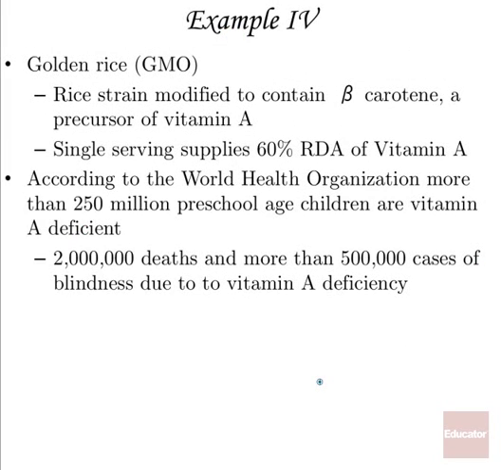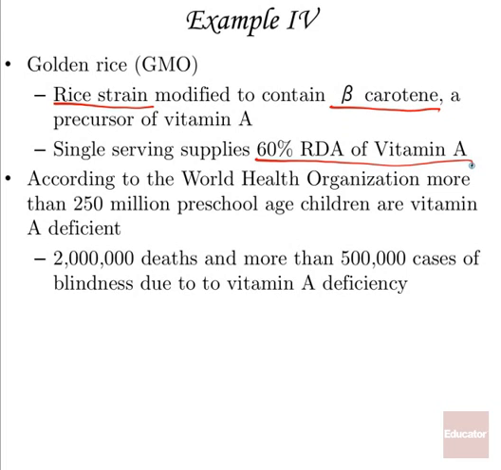Okay, but on the good side, golden rice, a genetically modified organism. This is a rice strain that was modified to contain beta-carotene. Beta-carotene is a precursor of vitamin A. A single serving of this golden rice supplies 60% of the recommended dietary allowance of vitamin A.